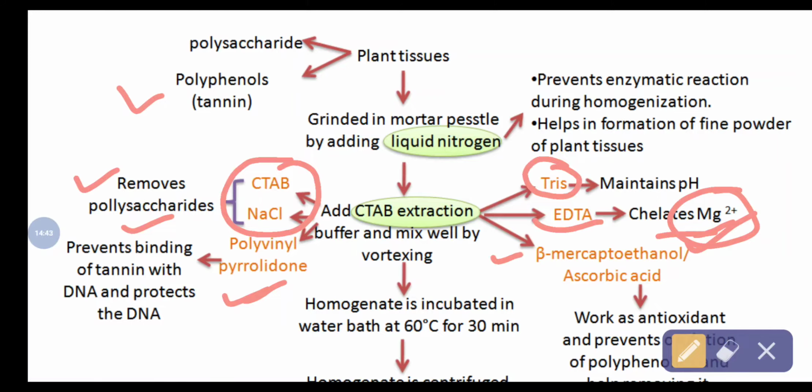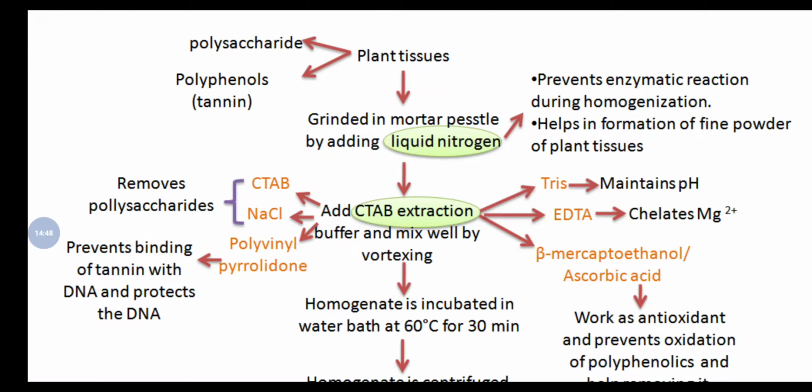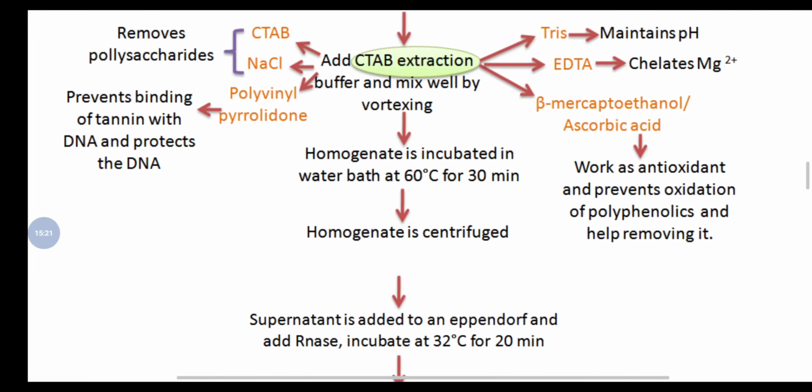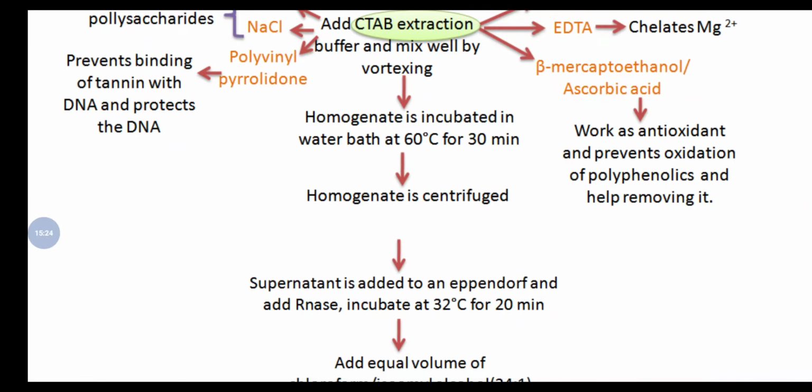Then we have beta-mercaptoethanol, or we can use ascorbic acid. In this case, they are working as antioxidants, and they prevent the oxidation of these polyphenols so that they won't react with the DNA. By preventing the oxidation of these polyphenols, they help in removal of the polyphenols from the solution and prevent the DNA from getting degraded. So this is the role of your CTAB extraction buffer.